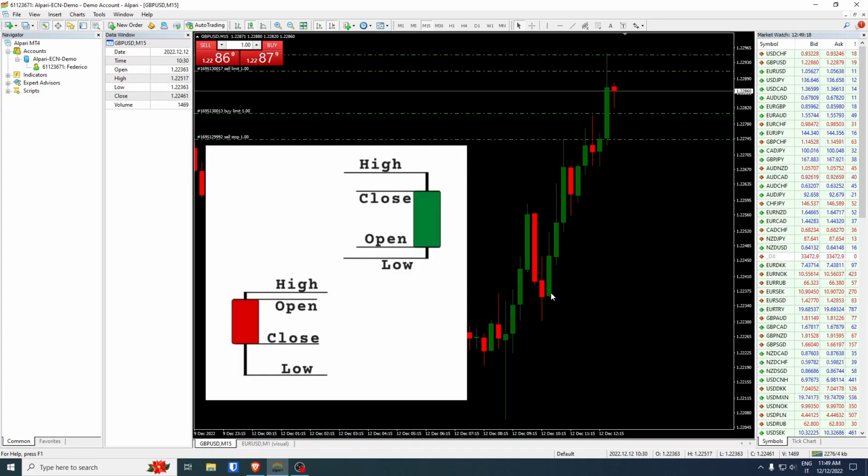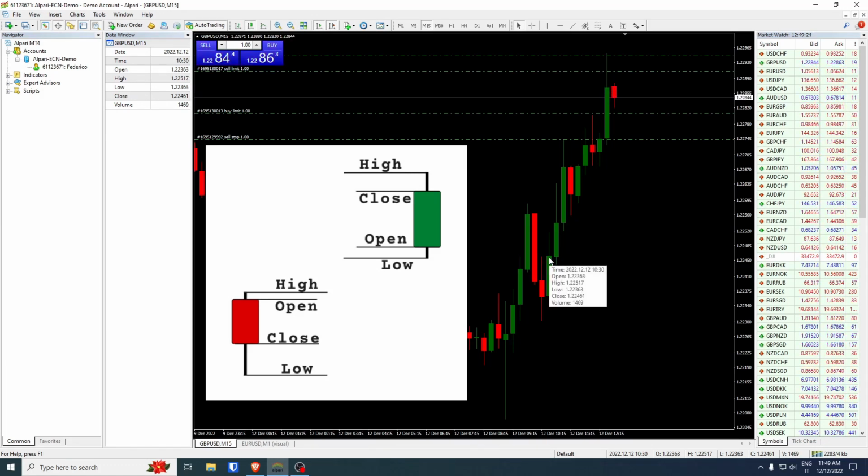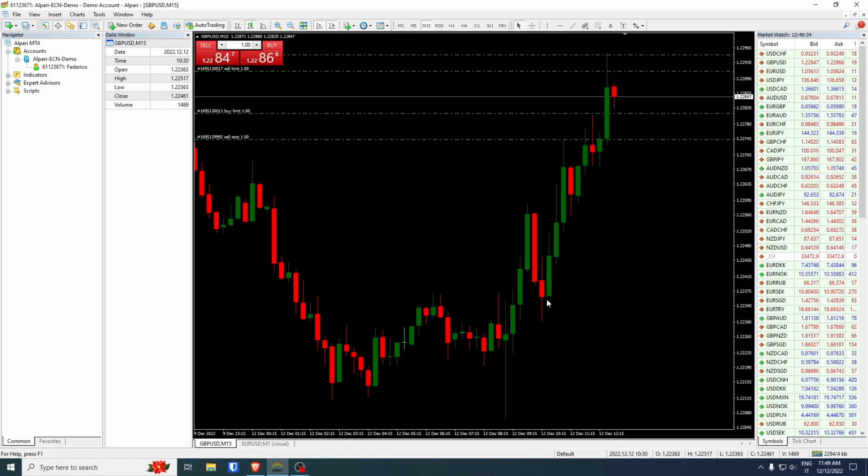Open is the level when the candle opened. Close is the level when the candle closed. Low is the lowest level of the candle, and high is the highest level of the candle. With the Forex market, there is no volume, so don't count that. It's not accurate. And of course, you have the time and the date for each candle.